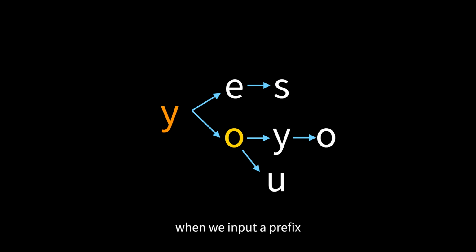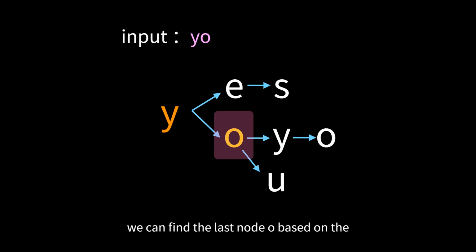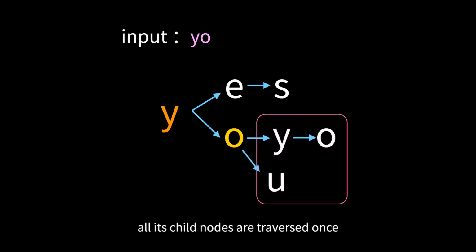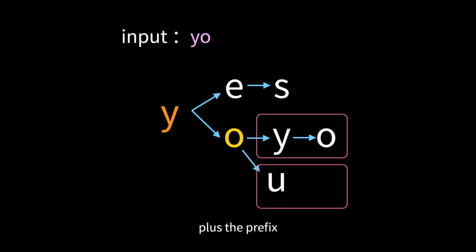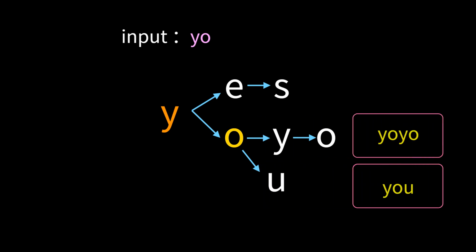Then when we input a prefix, you can find the last node, O, based on the prefix. Then all its child nodes are traversed once, and all possible results are obtained. They are YO and YU, plus the prefix, which are the two cases.